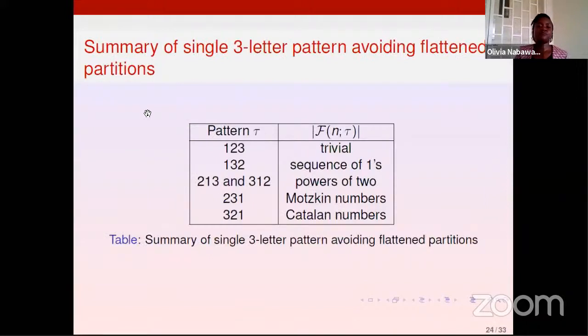So in summary, we've been looking at flattened partitions avoiding a single pattern of length 3. These are the sequences that we were able to get. We have the Catalan numbers, the Motzkin numbers, powers of 2, and then a sequence of 1s. This last one is trivial, where n greater than or equal to 4 gives 0. There are no flattened partitions avoiding 123 for n greater than or equal to 4.